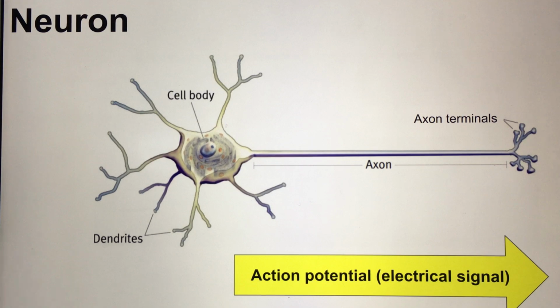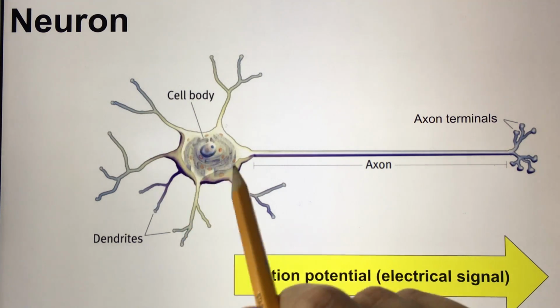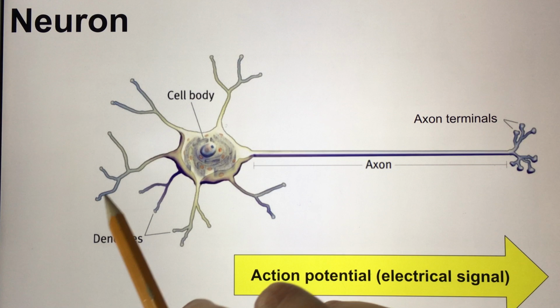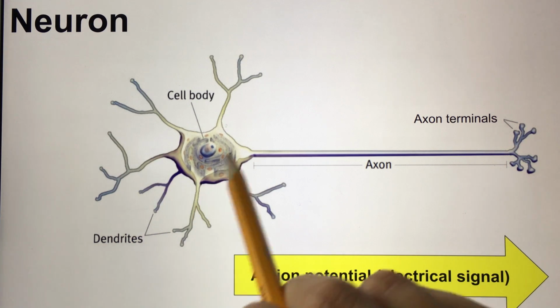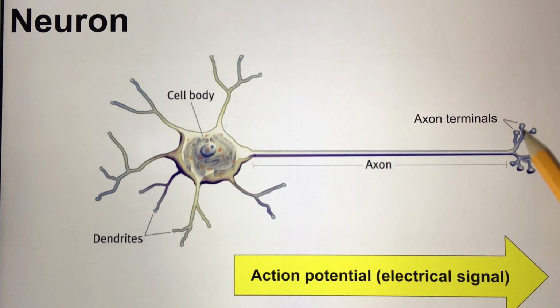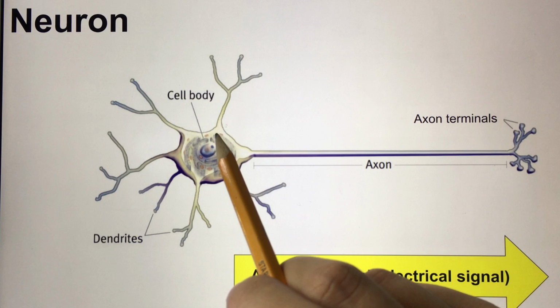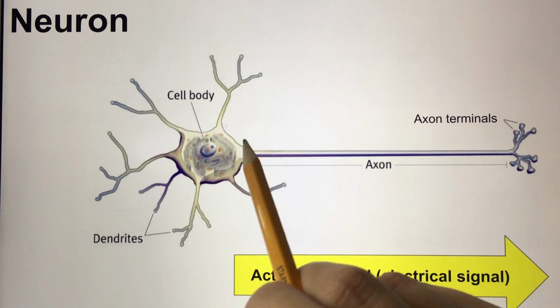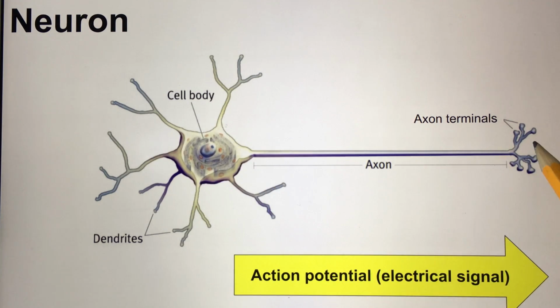So here's a picture of a neuron with its basic parts showing how the action potential is sent. So here's the cell body of the neuron, the dendrites, the axon terminals, and the action potential, or the electrical signal. That electrical current will be sent from the cell body through the axon to the next cell that is connected to the neuron.